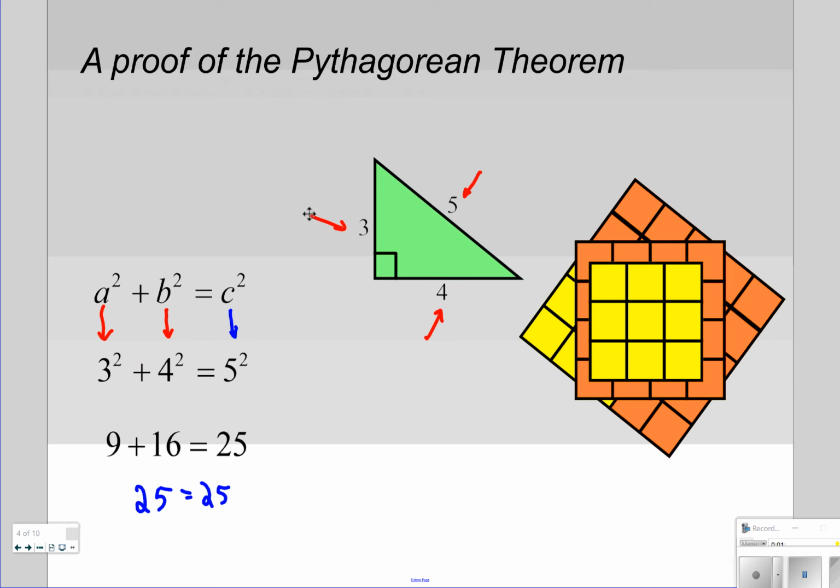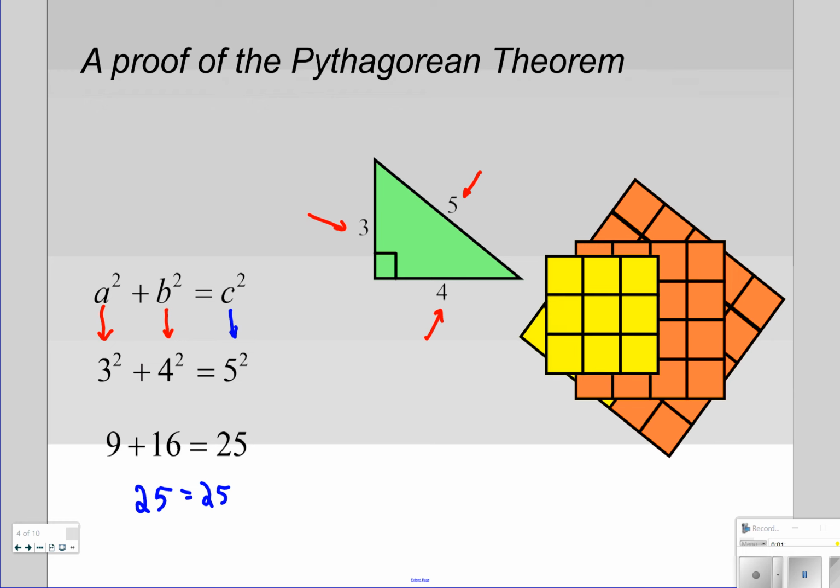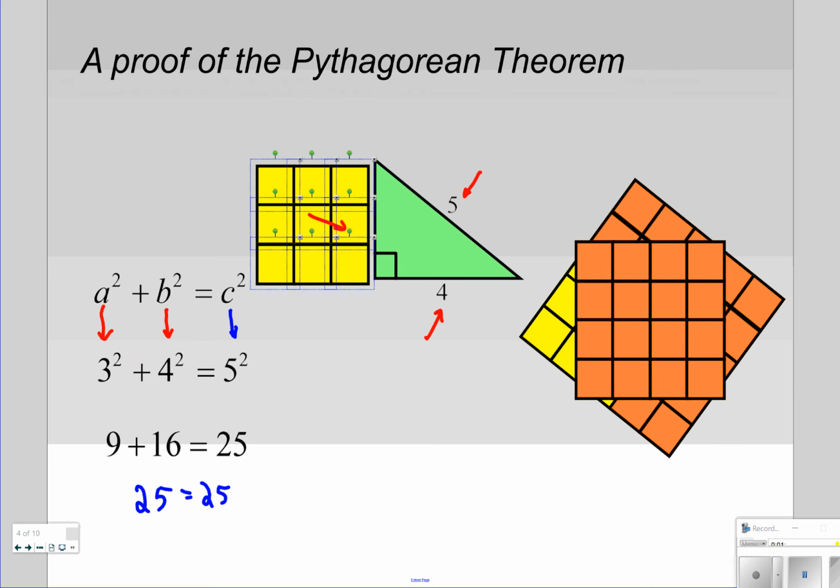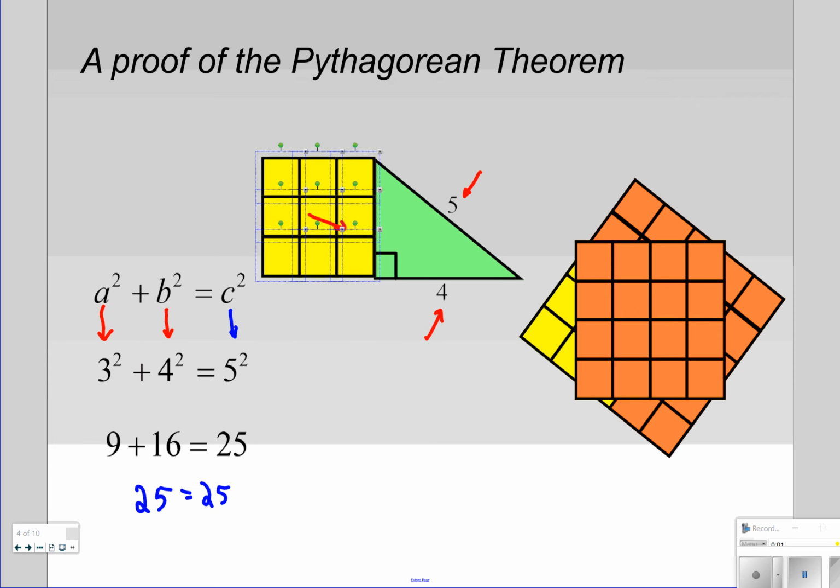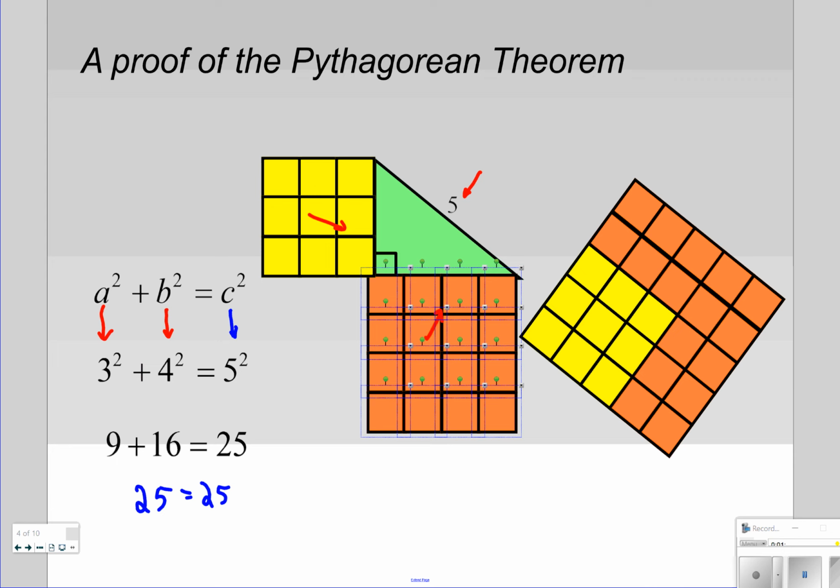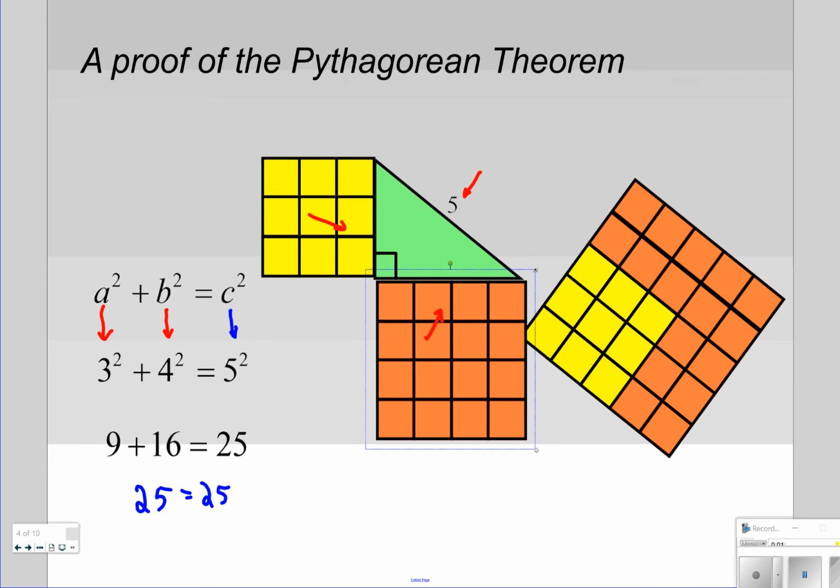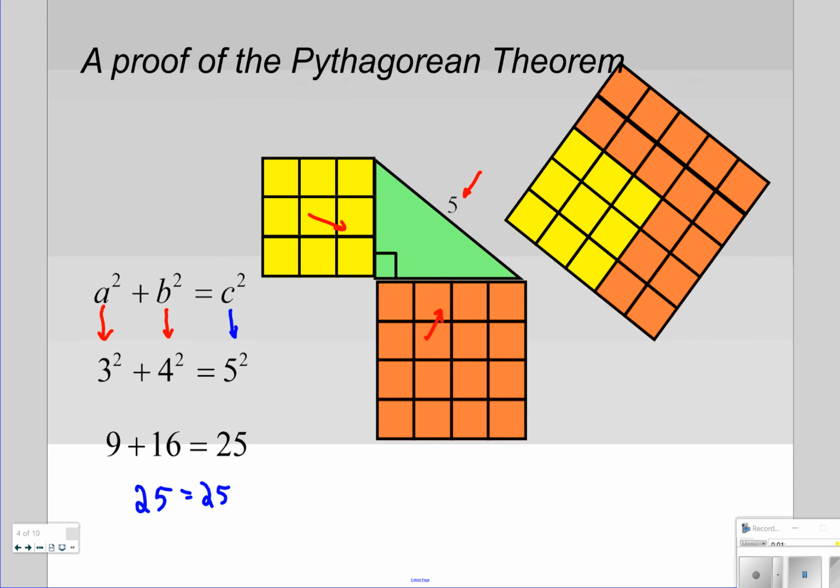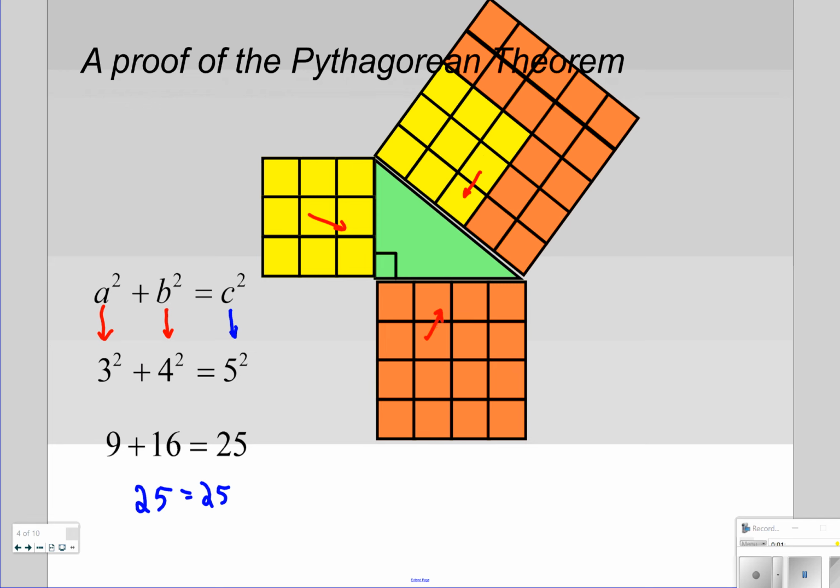For those of us who can see this more visually, you can think of it this way. 3 squared is 9, so there are 9 boxes here. 4 squared is 16, so there are 16 boxes here. If you square 5, you should have 25 boxes. And that's actually what you have if you combine the yellow boxes with the orange boxes.